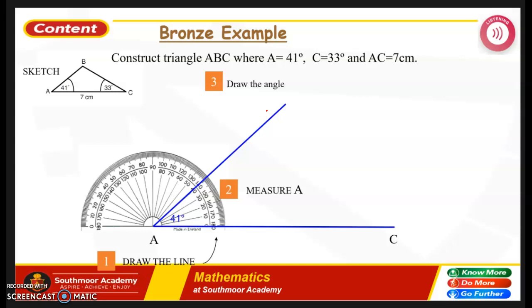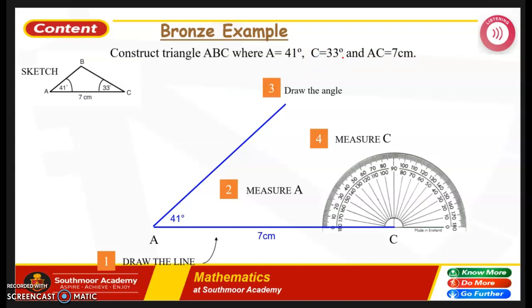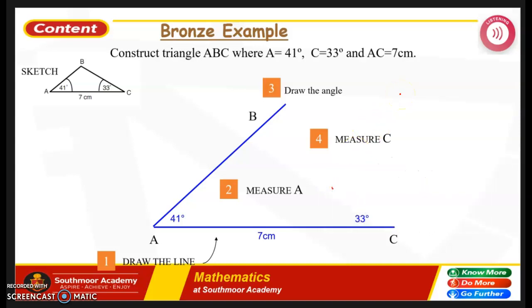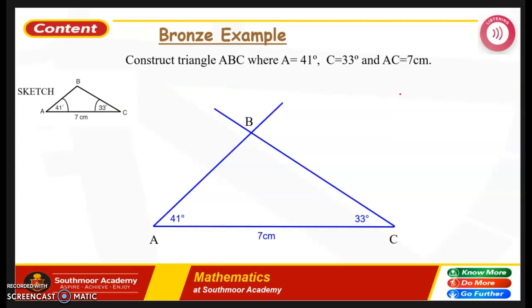Once you've done that, you are then going to measure angle C. So you're going to measure 33 degrees. You put your protractor on the other end, and you measure 33 degrees using the outside scale this time. Place your dot at 33, then remove your protractor and draw your line, forming the angle of 33 degrees and so forming our triangle. Don't rub out your construction lines, keep them there, and label the top of the triangle B. So we should have triangle ABC now.